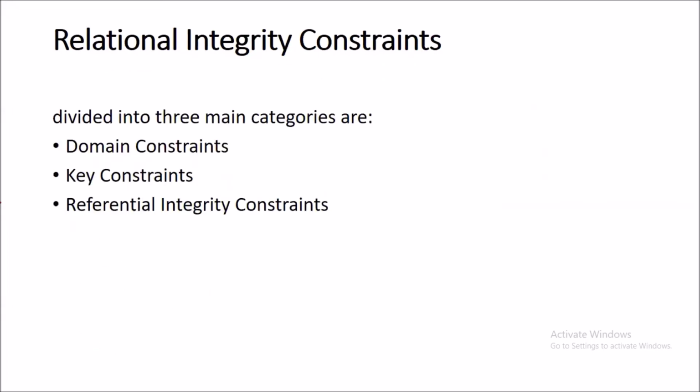Now next is relational integrity constraint. So this is mainly defined in 3 categories: domain constraint, key constraint, and referential integrity constraint. Integrity constraints in DBMS refer to the conditions that must be present for a valid relation. So there are mainly 3 categories: domain constraint, key constraint, and referential integrity constraint. So let's explain one by one.